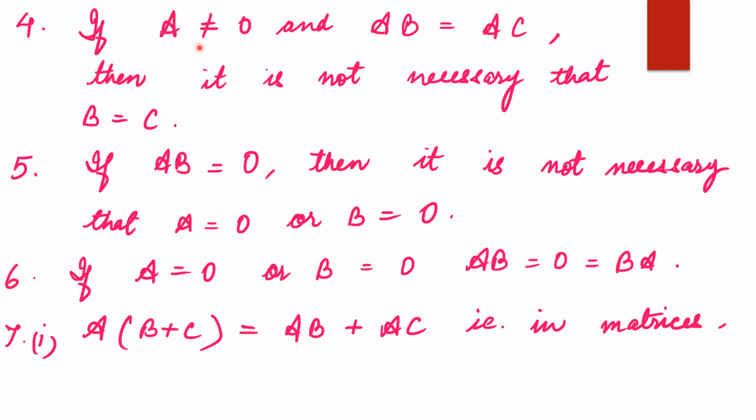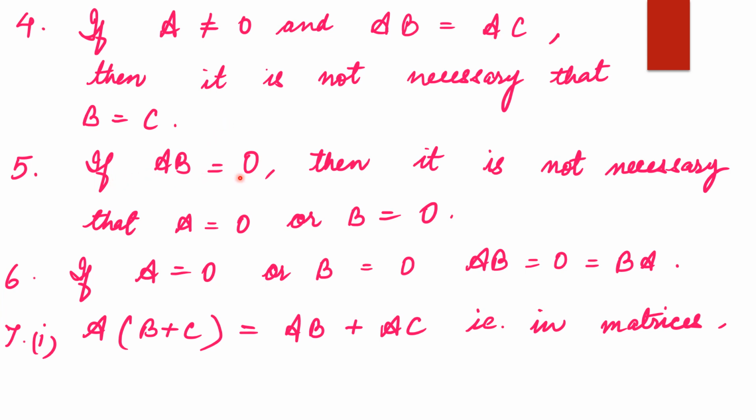If A is not equal to 0 and AB is equal to AC, then it is not necessary that B is equal to C. We cannot apply the law of cancellation here and say that B is equal to C.